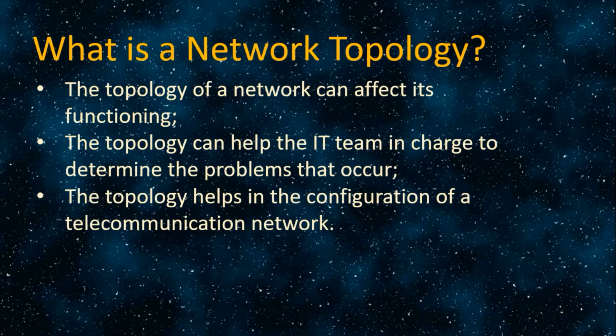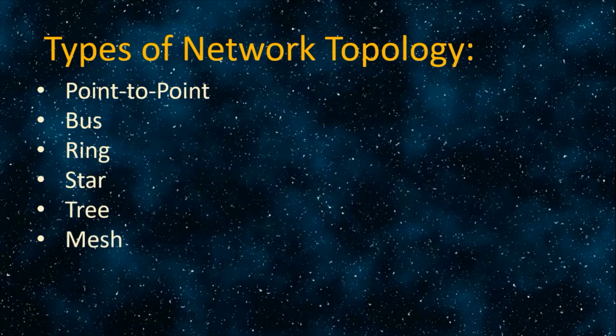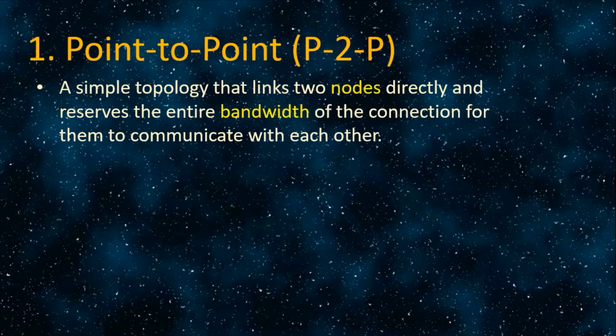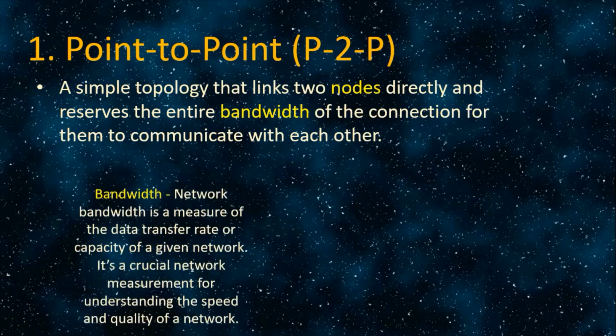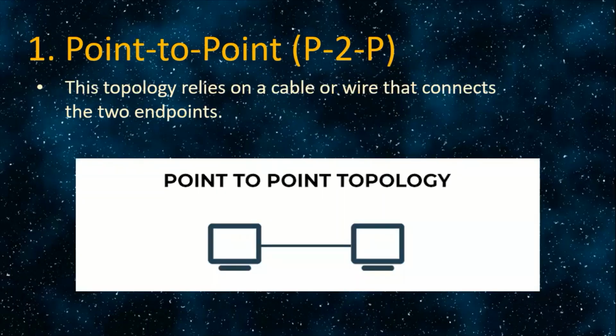The topologies that we are going to talk about today are point-to-point, bus, ring, star, tree, mesh, and hybrid. The point-to-point topology is a simple topology that links two nodes directly and reserves the entire bandwidth of the connection for them to communicate with each other. Also, this topology relies on a cable or wire that connects the two endpoints.